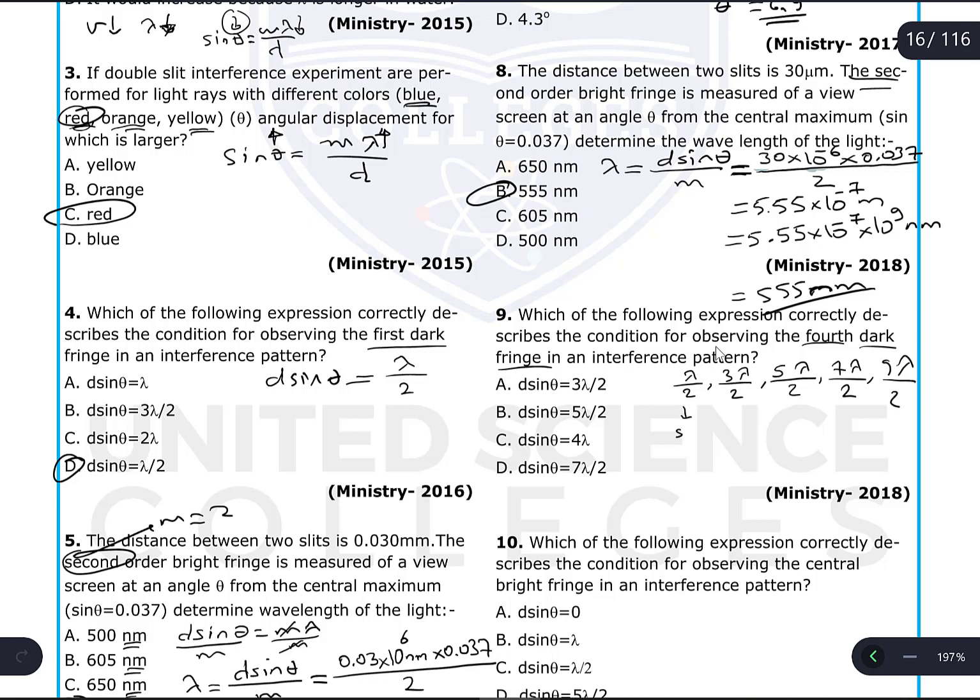First dark fringe is lambda over 2, second dark fringe is 3 lambda over 2, third one is 5 lambda over 2, fourth one is 7 lambda over 2. It's the fourth dark fringe, so 7 lambda over 2, D is the correct answer.